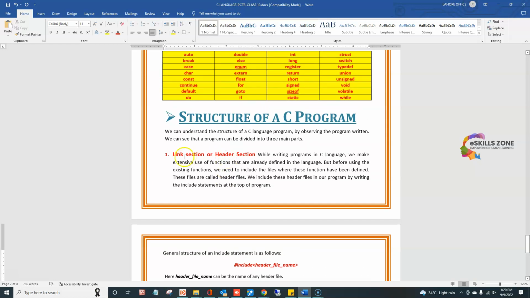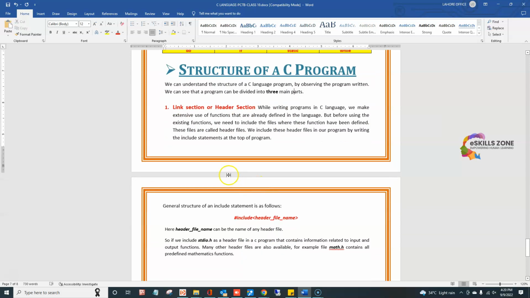So today we have discussed the link section, which is the first section of the structure of a C program. There are actually three main parts. In our next video we will discuss the second and third main parts of the structure of a C programming language.